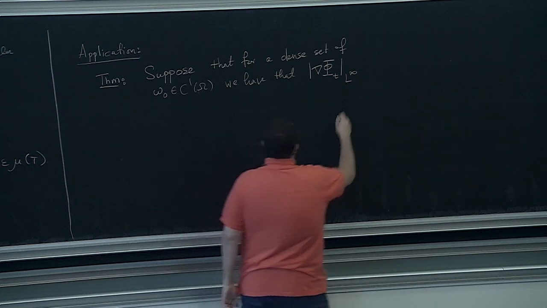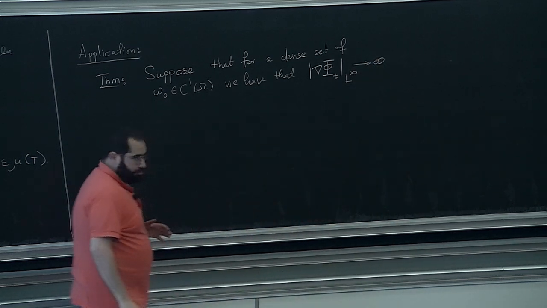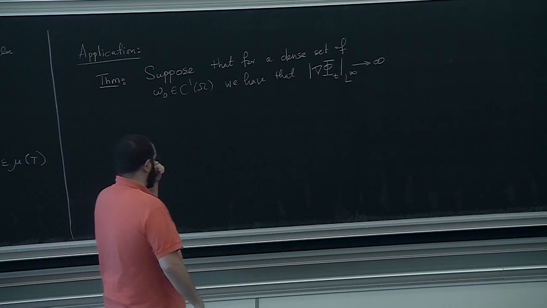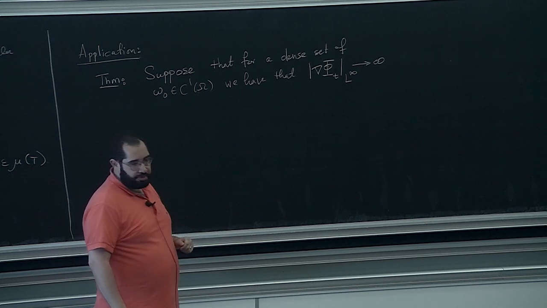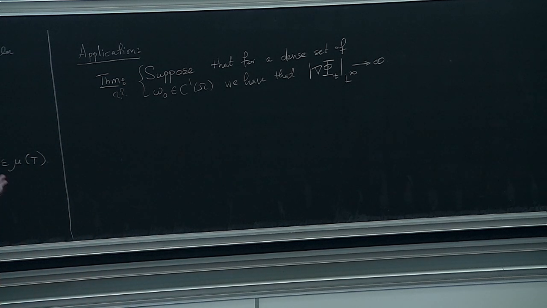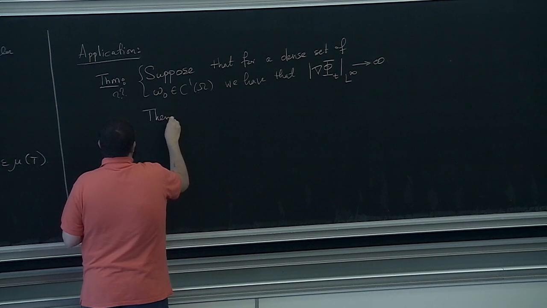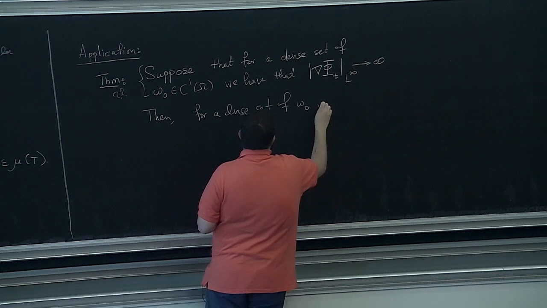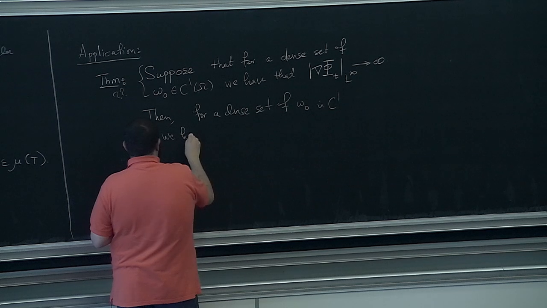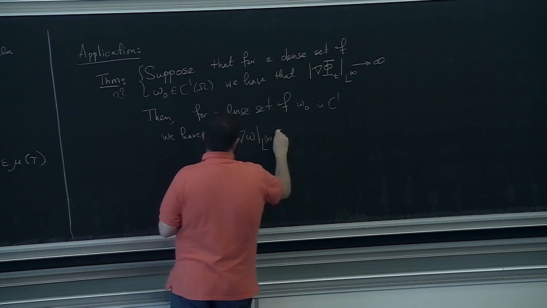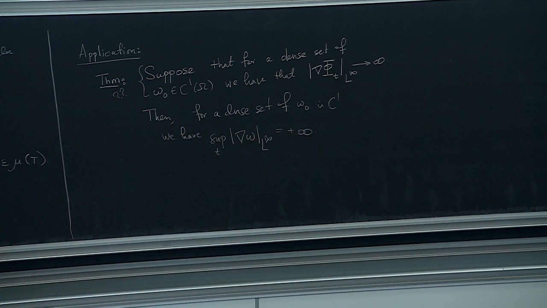Suppose you have that this goes to infinity for a set of functions. For autonomous functions, that's true, right? Almost every autonomous function, the gradient goes to infinity. Of course, I'm not saying autonomous functions, I'm saying Euler solutions. So that's a big assumption. Where is he getting that from? But just assume it. Then for a dense set of omega zero in C1, the solution goes to infinity. So the supremum in time of this is plus infinity. That's a correct statement.